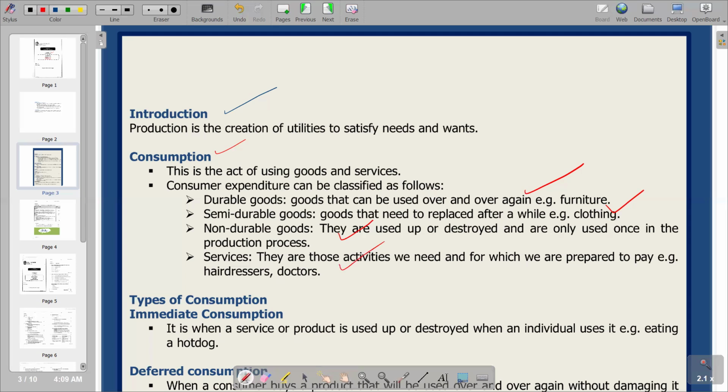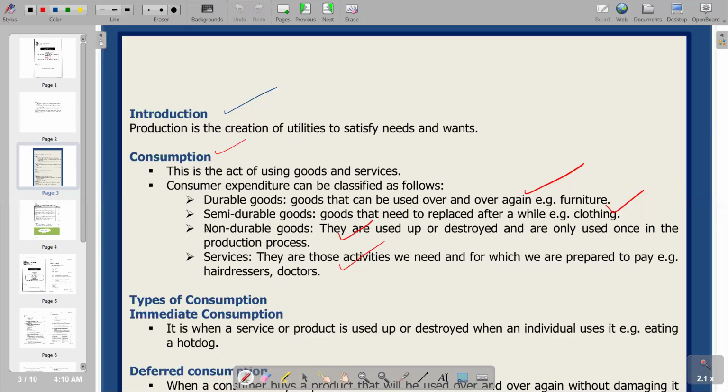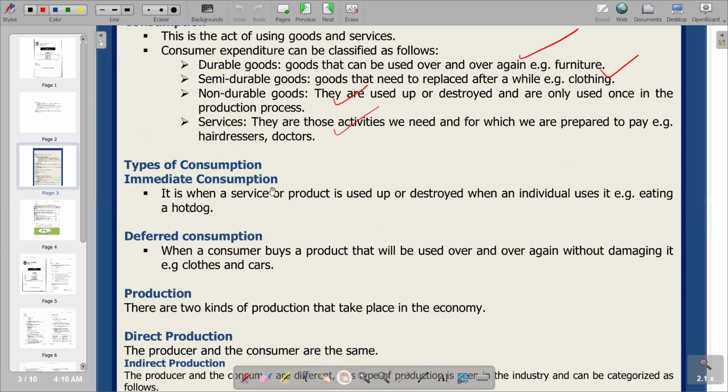So moving on to the next part, where now we have got types of consumption. If you refer back to the question, you'll see that the question is saying discuss consumption as an economic process. So we are still under consumption. On the next part, we are looking at the types of consumption, whereby we can have immediate consumption, which does not have additional preparation. It's consumption where you do not engage in additional preparation so that you consume a certain good. So basically, that's what we have on immediate consumption.